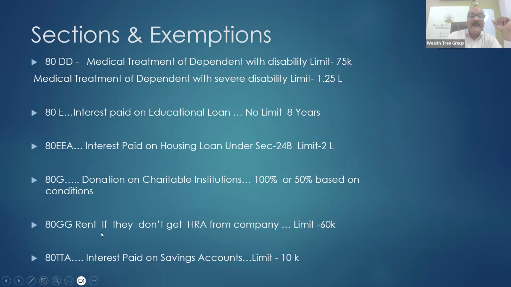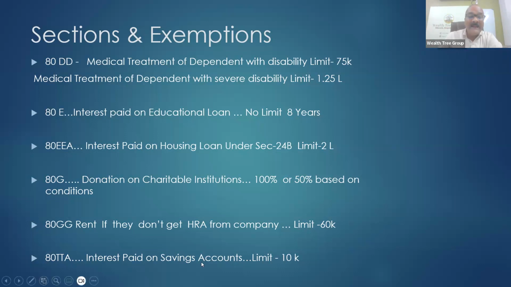Both are allowed. And 80GG is rent, if you don't have HRA from the company. Some companies do not pay HRA, and HRA is otherwise deductible, meaning whatever HRA you are paid will be exempted from your income. But if your company is not paying HRA and you are paying rent outside, then you have to produce the rental receipts. For that there is only a limit of 5,000 per month, that is around 60,000 per annum. You can claim that you are paying rent and your company is not paying HRA.